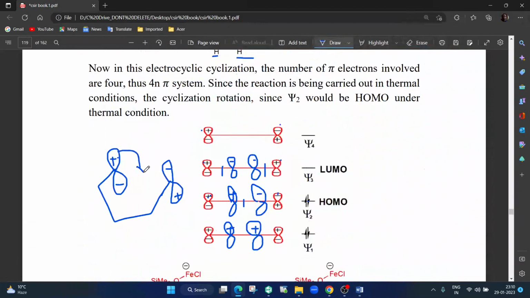So if this rotates like this, only 90 degrees you have to rotate, okay? Then this also will rotate like this 90 degrees, so that this plus and this plus meet. Or this will rotate 90 degrees here, so that this minus comes here, and this also rotates like this, so that minus comes here. So then also a bond can form. So what is very important is both the orbitals have to move in the same direction, either clockwise or anticlockwise. So when both of them rotate in the same direction, it is called conrotatory.